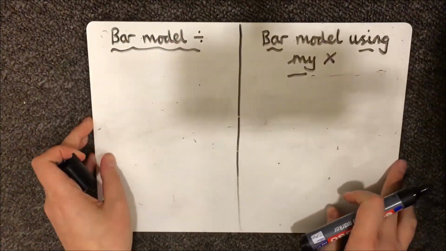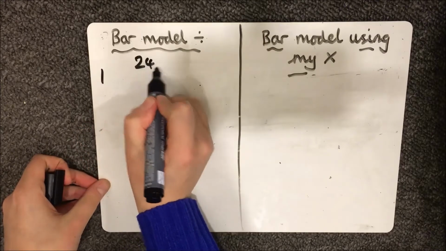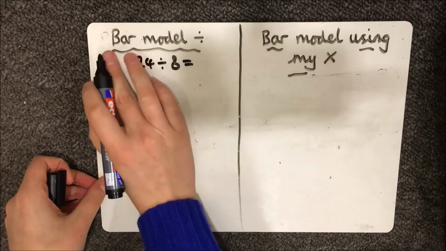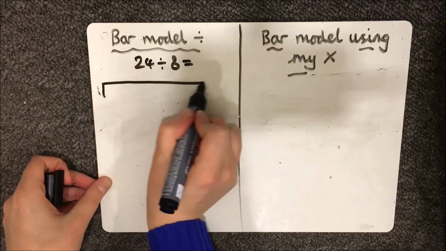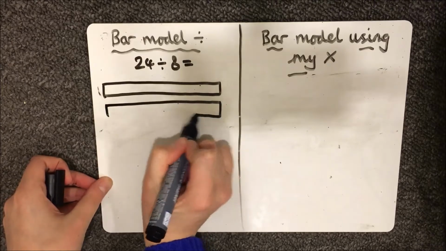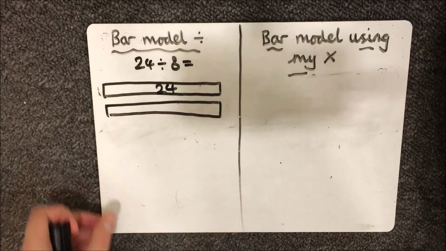That's our array method. Do you remember our other 2 methods? Let's see if there's a quicker method. We've got our bar model. So 24 divided by 8 is the same as. So this time I know my whole. What is my whole? My whole is 24.